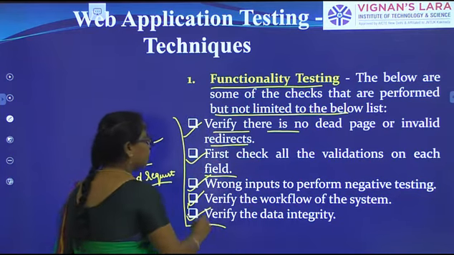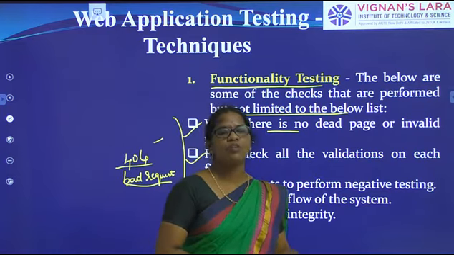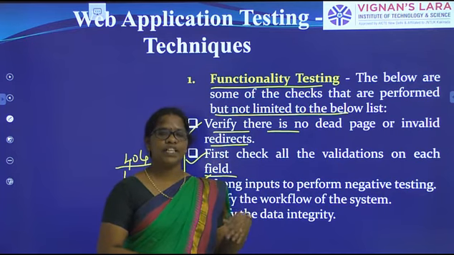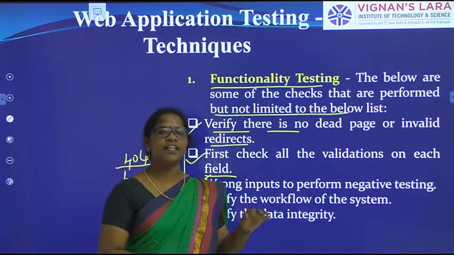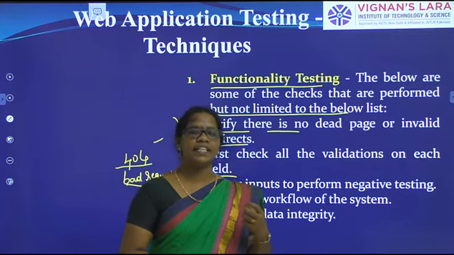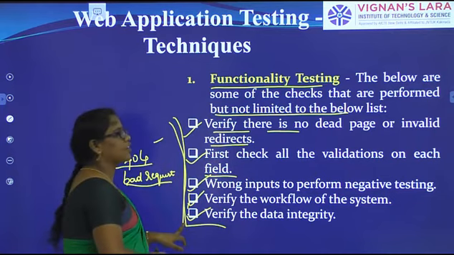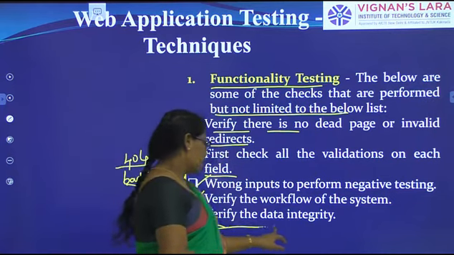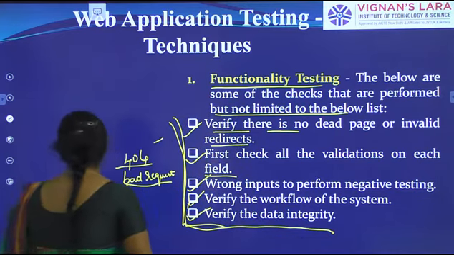And next, verify the data integrity. So how the data is getting placed. Whether data is placed in normal text format or with links, whatever it is. How the data integrity is provided in the website. So we have to check all these things in the functionality. Not only this, there are so many, but these are the four important things.